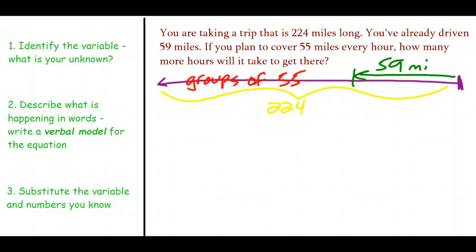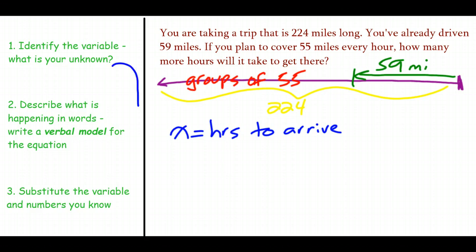So our variable then, what we're looking for, is x equals hours to arrive. That's what we're looking at. And now we get to the more difficult part of what is this scenario actually describing? Well, there are 2 things that are going on here, and this is why we drew the number line. The first thing that's going on is we have our total distance. It's the distance that we want to go.